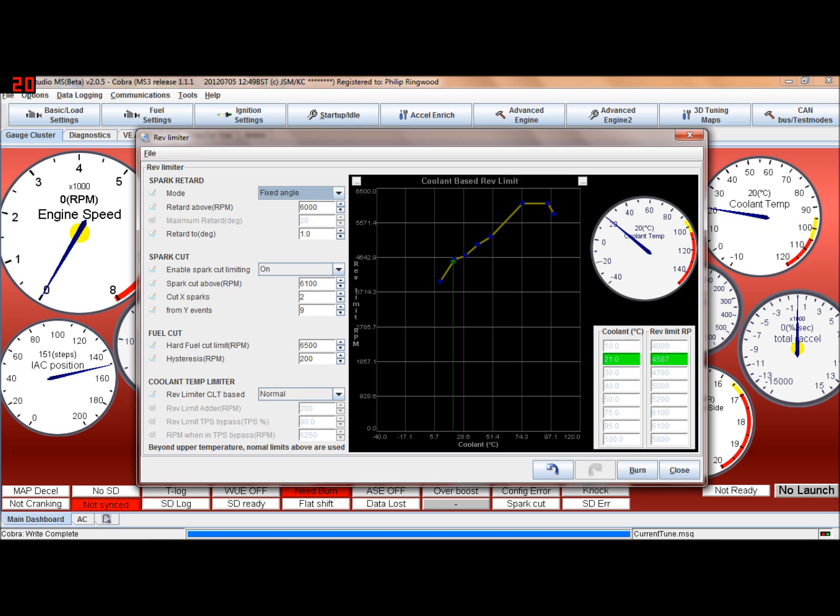So this basically means at 6,000 RPM, the ignition retards to 1 degree, so you lose power. And then if I hit 6,100, you can turn this on or off, the spark cut. Hit 6,100, we cut 2 sparks out of every 9. So that'll miss one, fire 7, miss one, fire 7, miss one, and you'll feel that straight away. And then if I do manage to get up to 6,500, that cuts the fuel off, but they ain't ever going to get up there after hitting this limit.